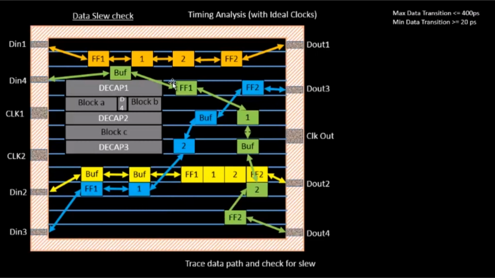If there is any path in which the data transition exceeds 400 picosecond, or it's below 20 picosecond, we do some surgical changes into the circuit. For example, let's say after the analysis we understand the path from D4 to buffer has got an input transition which is greater than 400 picosecond. We add some extra buffers to it, or we do something. Okay, so it's very good to understand the data slew value at a placement stage itself, so that we don't see any surprises in the further stages.